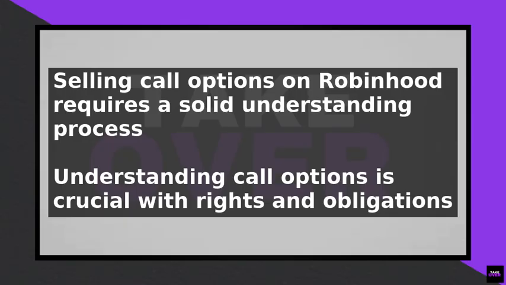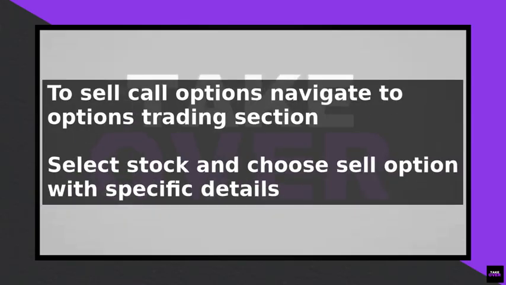A call option gives the buyer the right, but not the obligation, to buy a stock at a specified price, known as the strike price, before a certain date, known as the expiration date. When you sell a call option, you are obligated to sell the underlying stock at the strike price if the buyer chooses to exercise the option.